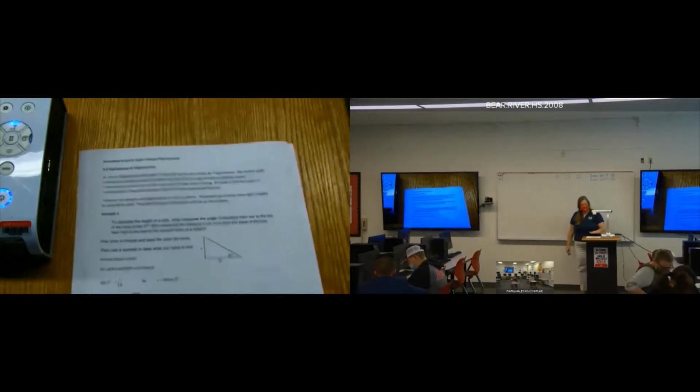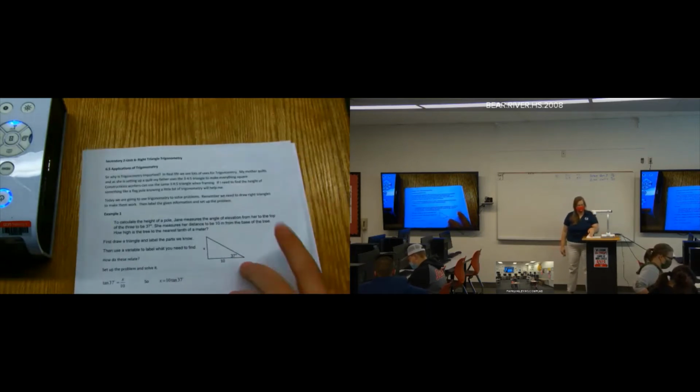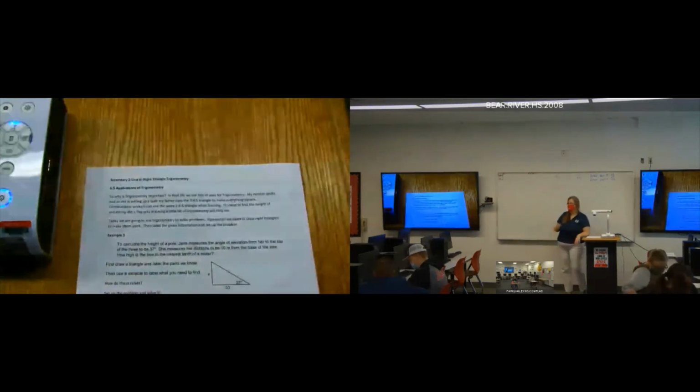So today we're going to do a couple of examples. Then we're going to work on some story problems. I'll tell you which bell you're going to take tomorrow and Friday, or tomorrow and Monday, so you can study those.